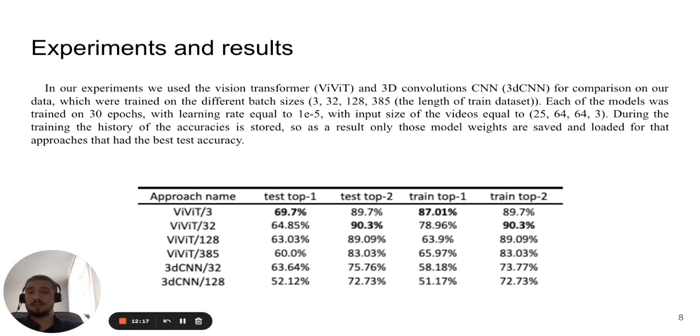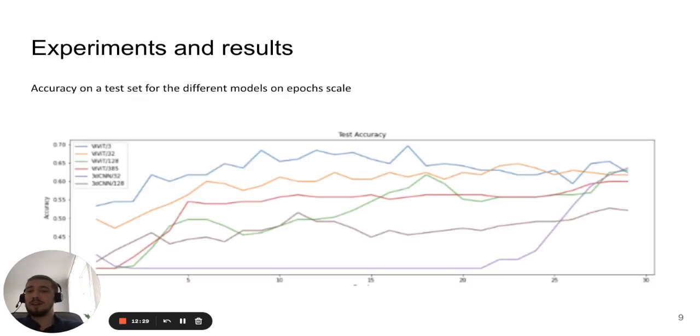In the table, it seems that the ViViT models with the small batch sizes have higher quality. But having in mind the train accuracy as well, we can notice that such models are more easily overfitted. That means that the ViViT model is faster in the training flow to get the high quality. The blue and orange lines on the plot represent ViViT models with the 3 and 32 batch sizes and have the highest metrics over all presented epochs.